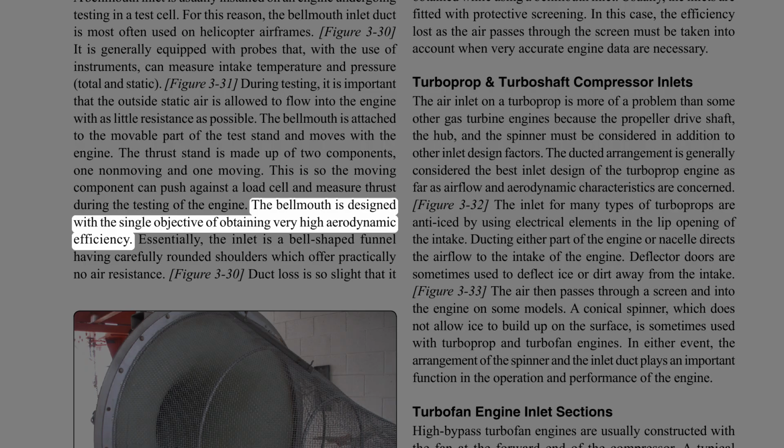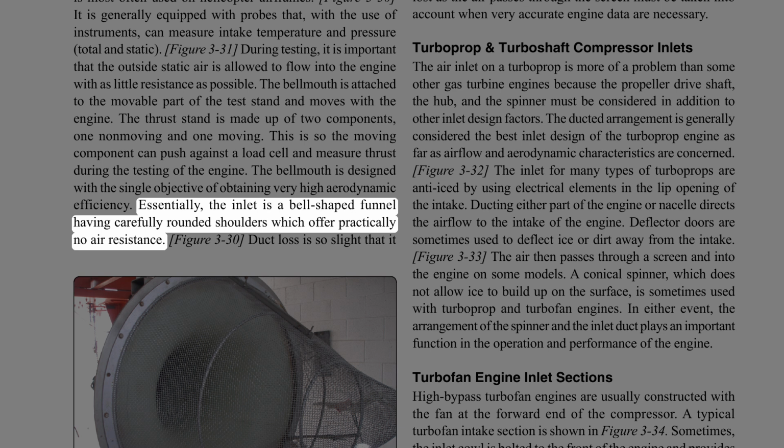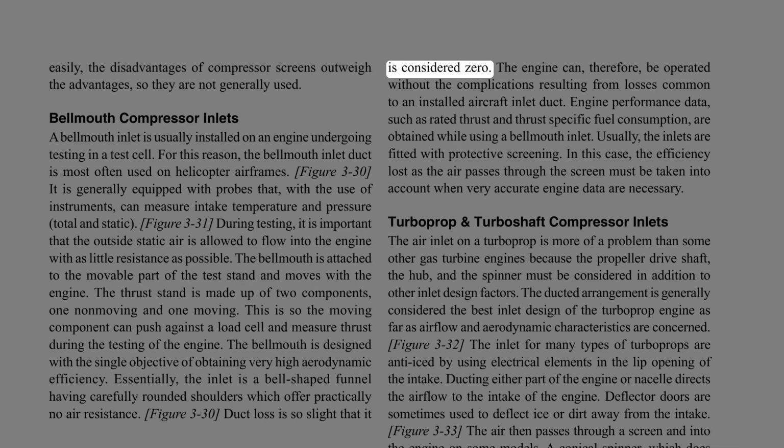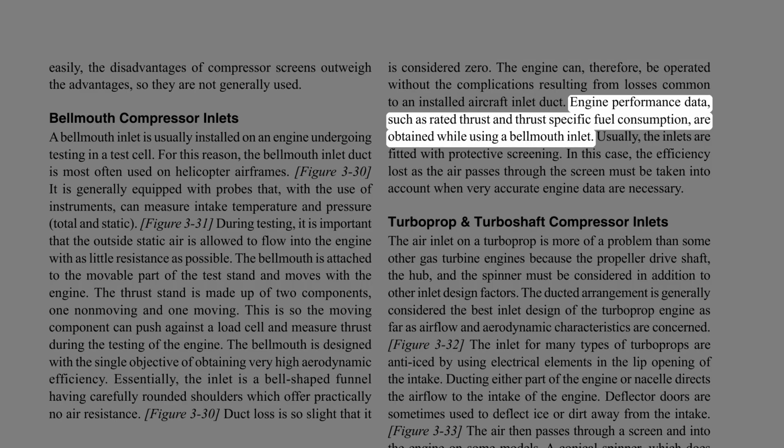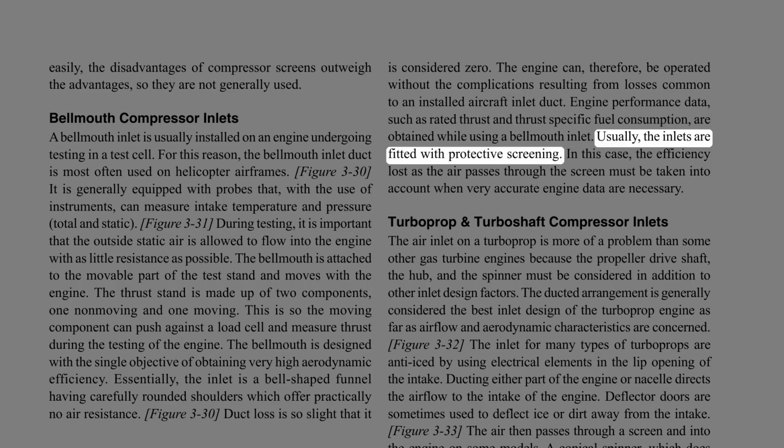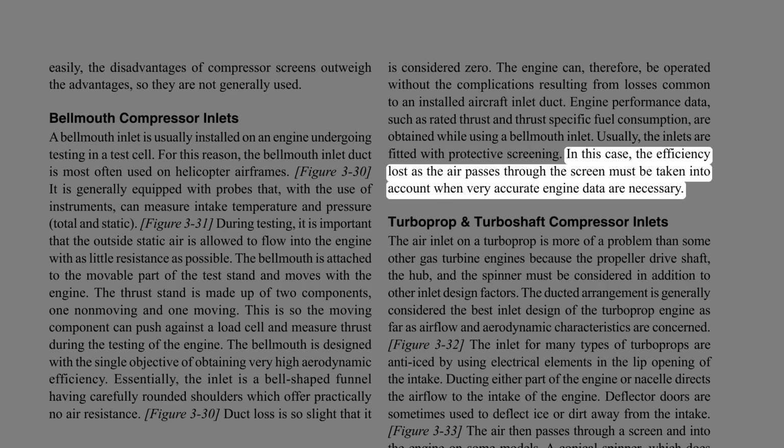The Bellmouth is designed with the single objective of obtaining very high aerodynamic efficiency. Essentially, the inlet is a bell-shaped funnel having carefully rounded shoulders which offer practically no air resistance. Duct loss is so slight that it is considered zero. The engine can, therefore, be operated without the complications resulting from losses common to an installed aircraft inlet duct. Engine performance data, such as rated thrust and thrust-specific fuel consumption, are obtained while using a Bellmouth inlet. Usually, the inlets are fitted with protective screening. In this case, the efficiency lost as the air passes through the screen must be taken into account when very accurate engine data are necessary.